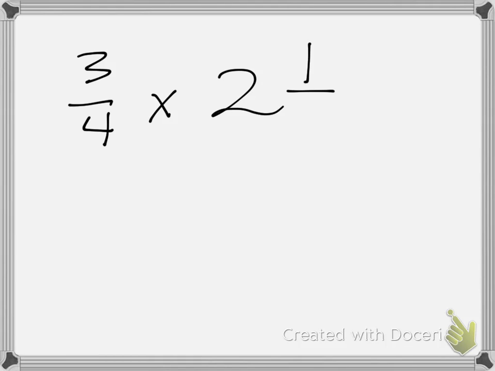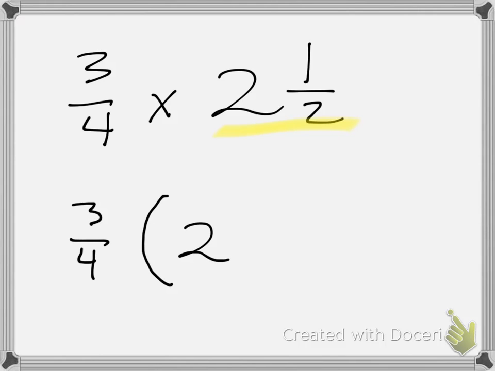Let's try another one. What if I have 3/4 times 2 1/2? Well, we could change this number to an improper fraction, but there's another way to do it. Let me show you a different trick. We're going to do distributive. So I'm going to go 3/4 times 2. Now think about this. 2 1/2 is really 2 plus 1/2, right? So I'm going to go 2 plus 1/2.